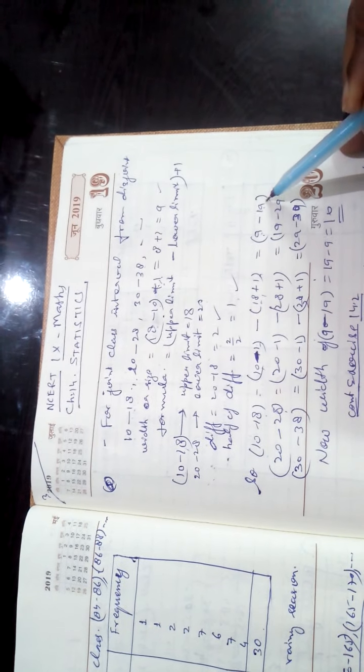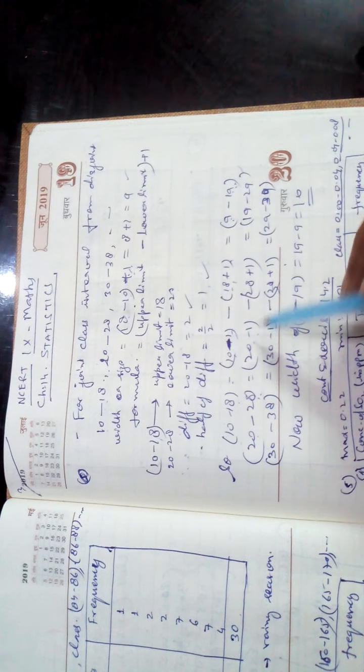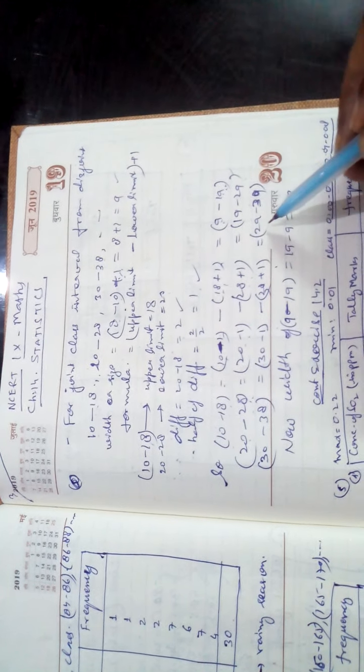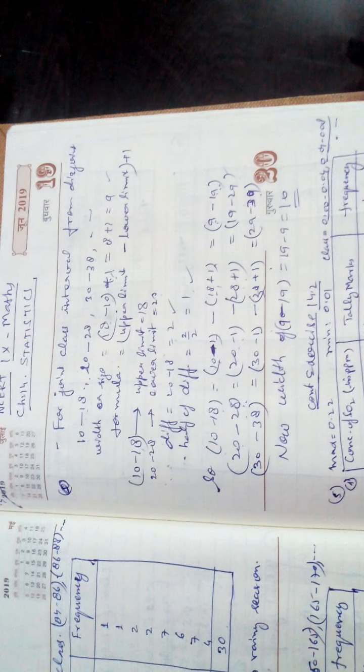So 9 to 19, and you can check whether the size has also changed. 19. For 20 to 28, 20 minus 1, 28 plus 1, so 19 to 29, then 29 to 39. It is a joint class interval.